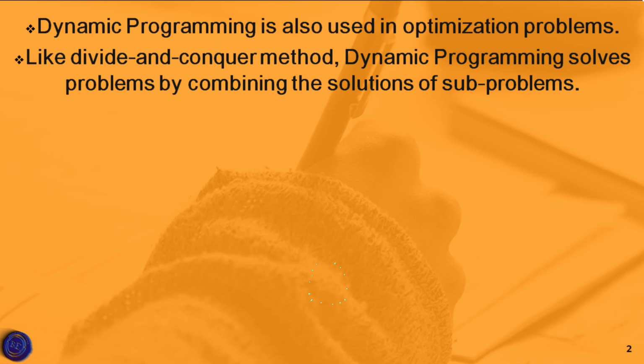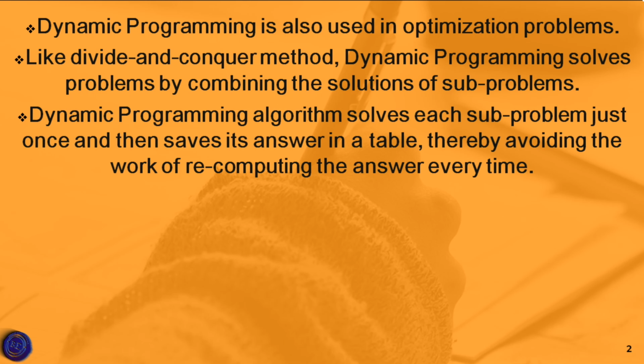So this dynamic programming is the same as a divide and conquer method, but there is a small difference between divide and conquer method and dynamic programming. Dynamic programming algorithm solves each subproblem just once and then saves its answer in a table. So in divide and conquer method, we are going to calculate the solution of each subproblem every time. But in dynamic programming, each subproblem is calculated only once and the answer is stored in a table.